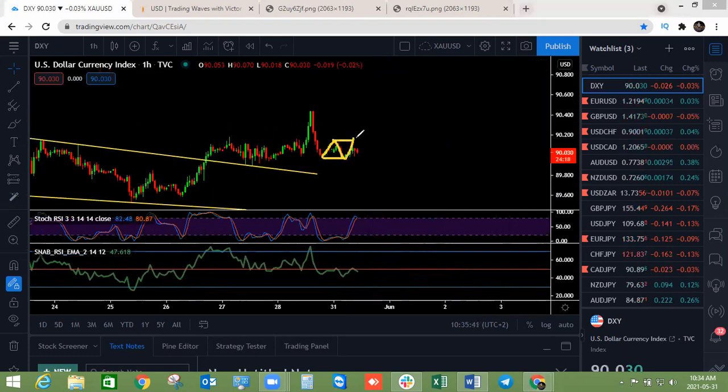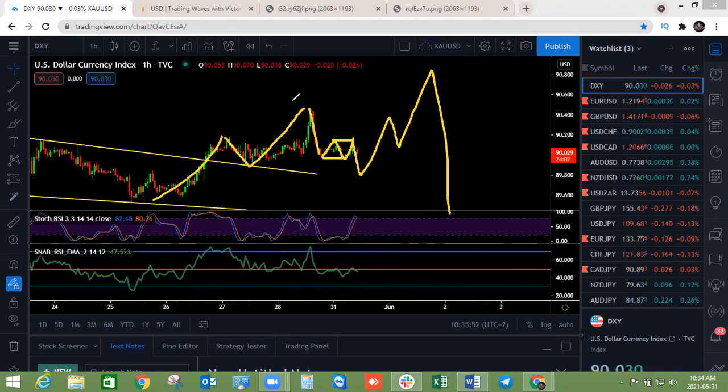But let's see first, because that double can come with this, and then we get that to the downside as follows. Then that will have given us a 3-wave structure like that. As you can see, that will be a WXY corrective structure, and then we get a move to the downside.